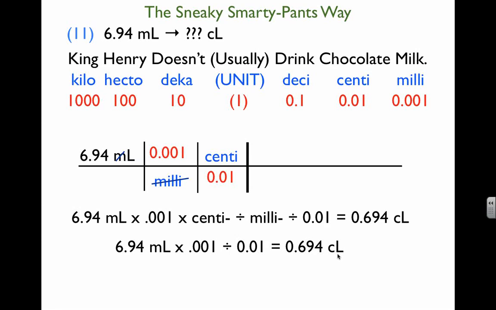We don't need to know all of these things if we know that King Henry doesn't usually drink chocolate milk and understand what these definitions are. Kilo is 1,000, hecto is 100, deca is 10. We have our unit here, which acts as a mirror, and over here we have the exact opposite if we look at the pattern that we have formed.